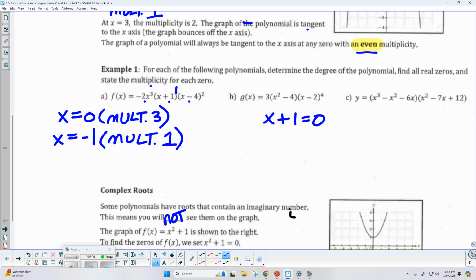And then for the final group, we've got x minus 4. If I set that equal to 0, my final root would be a positive 4. With what multiplicity? 2. There we go.